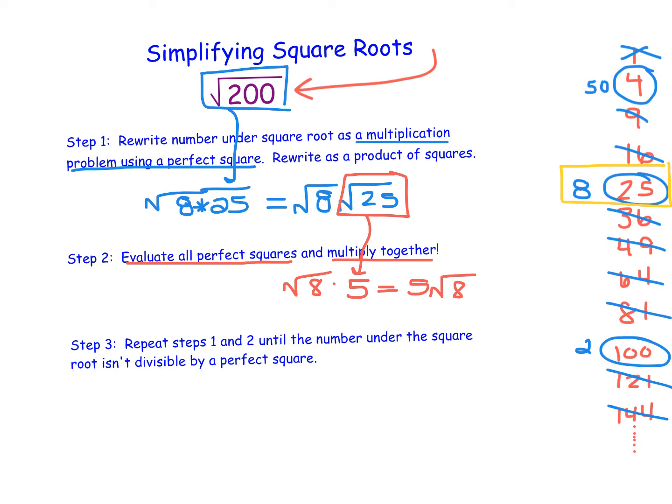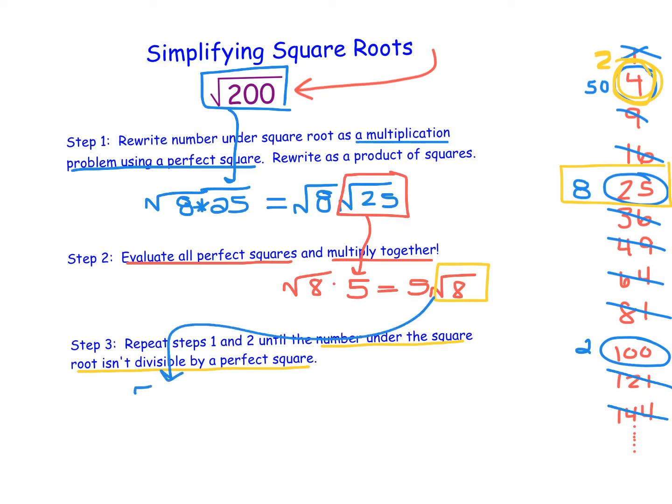So that's what I have so far, and it looks a little bit simpler, but in step 3, we need to keep repeating this process until the number underneath the square root isn't divisible by a perfect square. So that means I need to check 8 and make sure that 8 is a fully simplified number underneath that square root. Well, if I go in, what I notice immediately is that 8 is divisible by 4 and can be written as 4 times 2. So then, because I find out that 8 is divisible by a perfect square, I need to keep going.